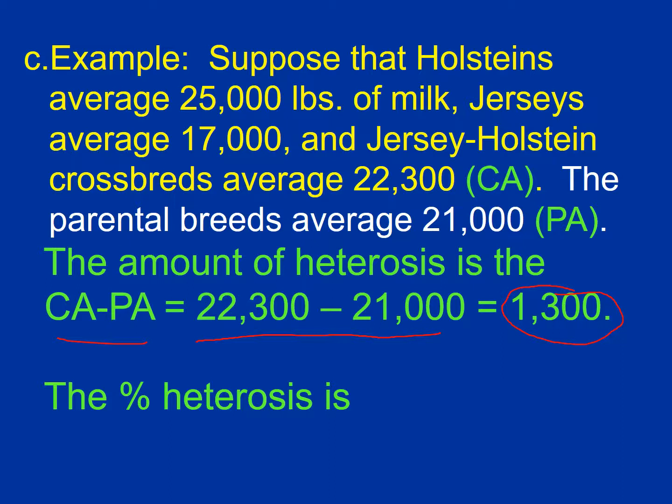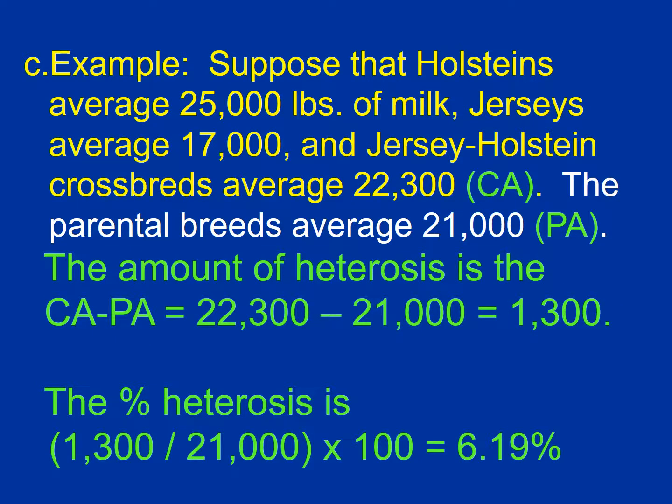And as I say, a lot of times we want to express that as the percent heterosis. So here we have the percent heterosis: the 1,300 divided by the parental average, or the average between the Holsteins and the Jerseys. Then we multiply it by 100 to get percent. For milk production, and there have been a lot of studies on this, usually the heterosis is going to range right between 5 to 7%, and that's what we got here.